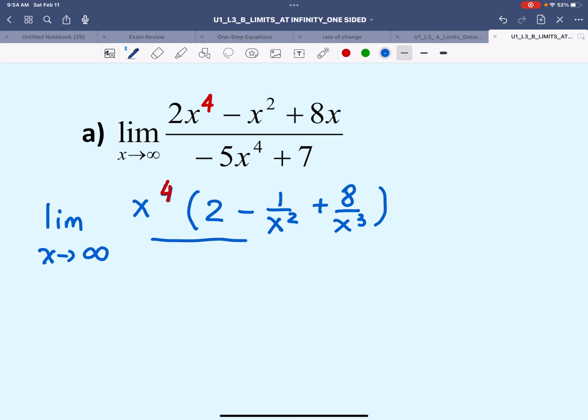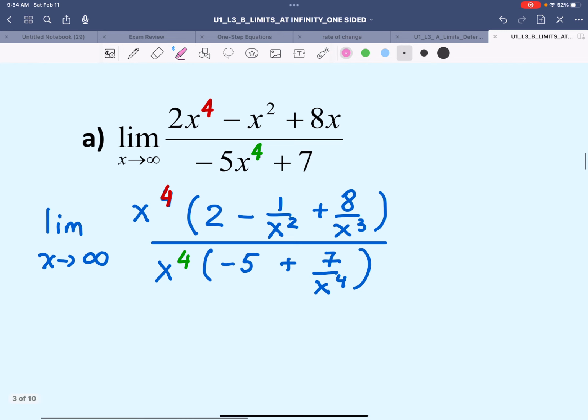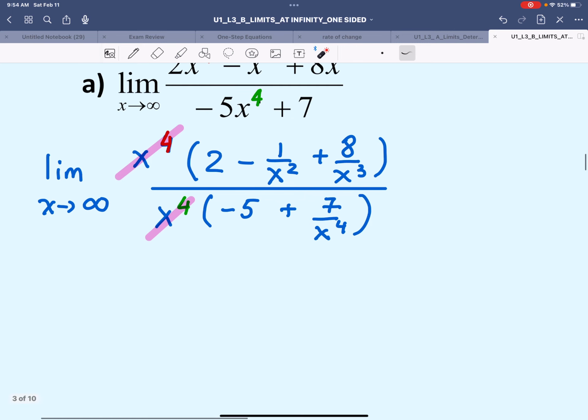So in the denominator, we'll have x to the 4 coming out. That's the highest power we see in the denominator. And negative 5, and then plus 7 over x to the power 4. So we are going to take out this part that brought us the trouble of having too much infinity in both numerator and denominator, and let's see what happens. So I'm going to rewrite this step in here.